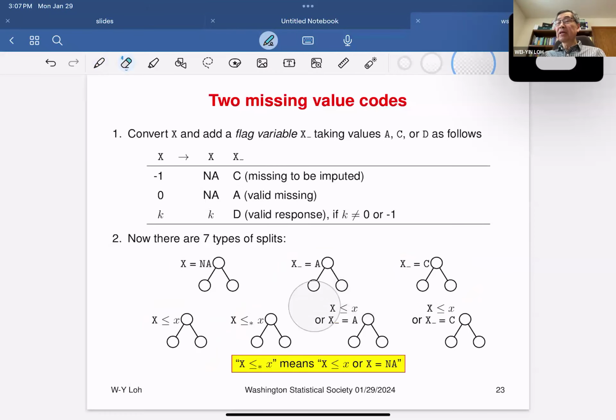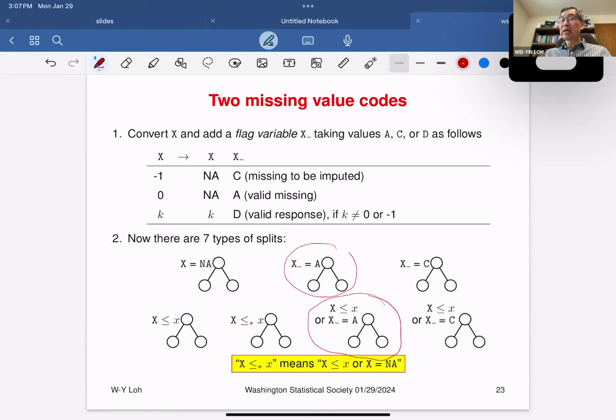Then there is this one, which is x less than or equal to x if x is not missing, or if x is missing but it's valid in missing, then you join them, right? So this is like combining these two, or rather I should put a plus sign, and this is combining that with C. So there are 5 types of splits that GUIDE will check through to find which is the best.